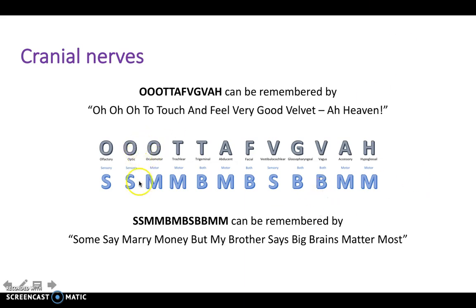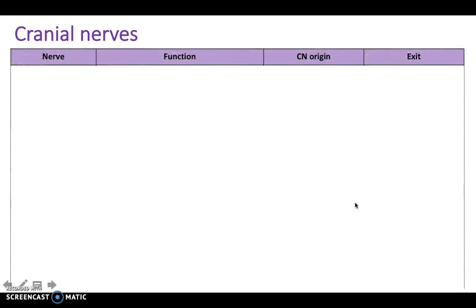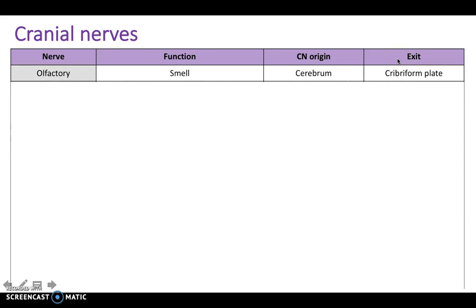And this is a really easy way to remember what each of the nerves' function is, whether it's sensory, motor, or both. Another key aspect is understanding where the cranial nerves originate from and where they exit the brainstem. So, for example, the olfactory nerve, cranial nerve number 1, is responsible for sense of smell. It originates from the cerebrum and exits via the cribriform plate.